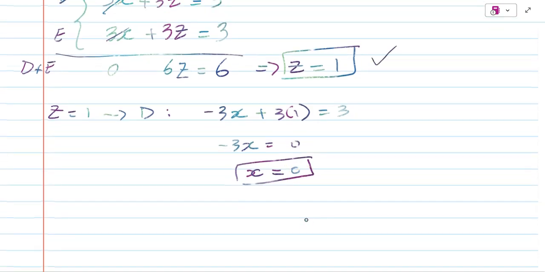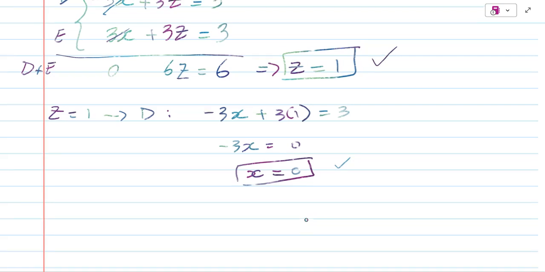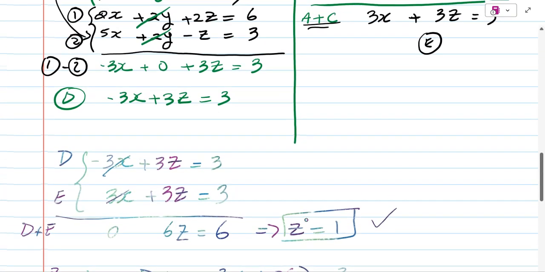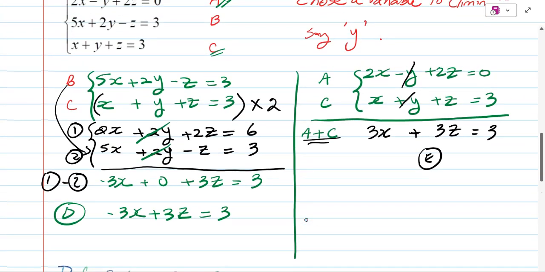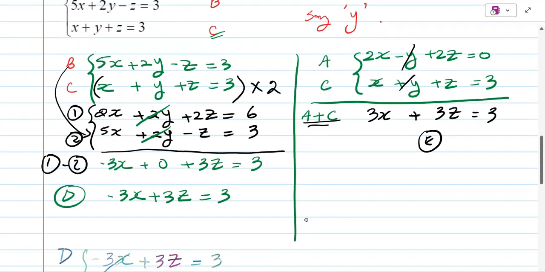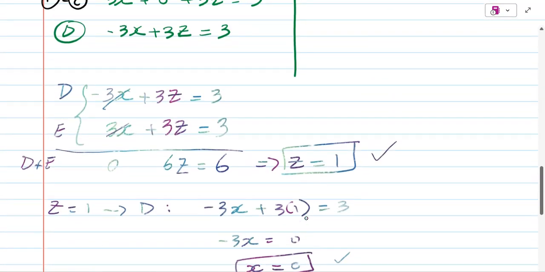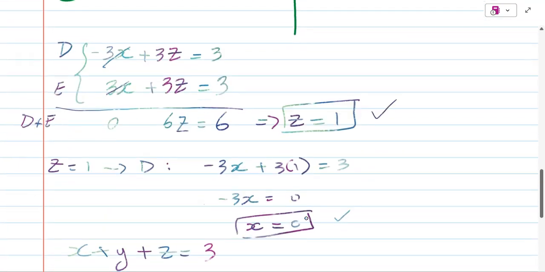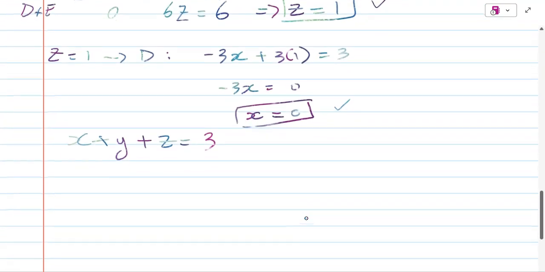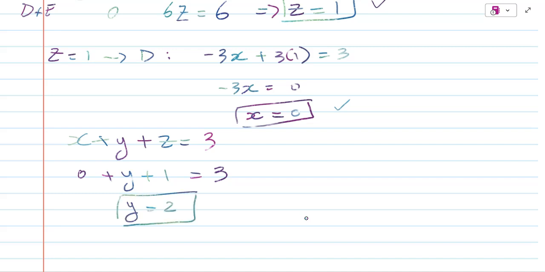Now that we have z and x, we're going to go back to one of the original equations, plug them in, and see if it works. Now we're going to choose the last one, x plus y plus z equals 3. So we have 0 plus y plus 1 equal to 3. So y is equal to 2. Now we have all three variables.